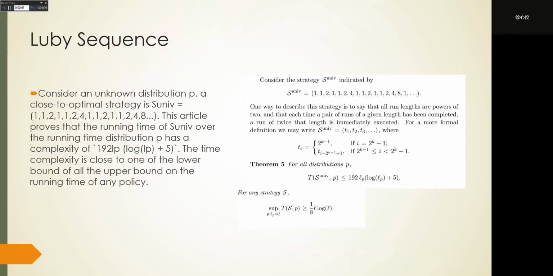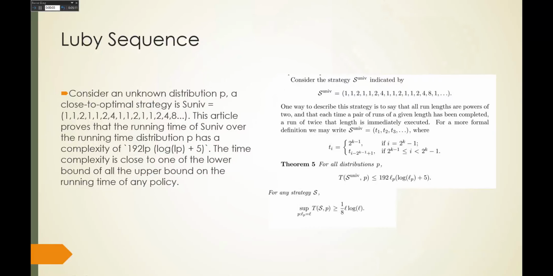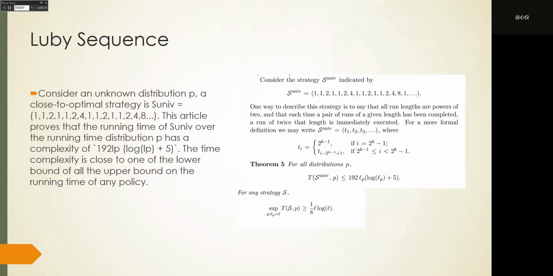This Ruby sequence is close to one of the lower bounds of all the upper bounds on the running time of any policy. I forgot the term for the lower bound of all upper bounds of any policy.